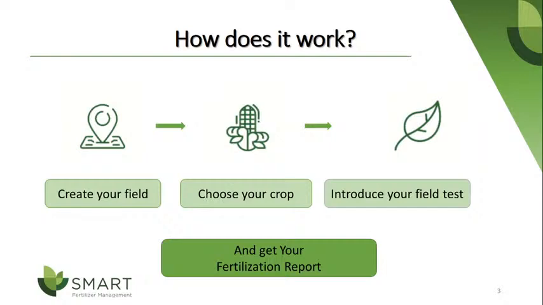How does this work? It's very simple. The first thing you need to do is create your field. Once you get one of our licenses, you will have your own credentials, your user and password, so you can work with our software from your computer, your tablet, or your cell phone. The only thing that you need is internet. After you log into the software, you need to create your field. After that, you choose your crop, and you introduce your field test if you have it. If you don't have it, no problem, the software can work without it. And you will get your fertilization report.